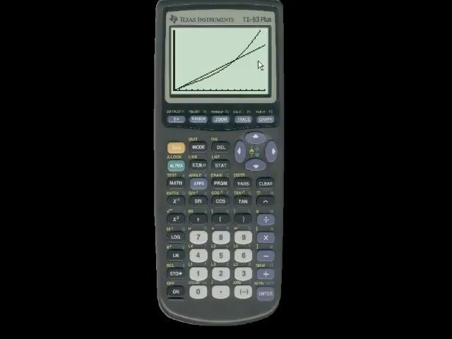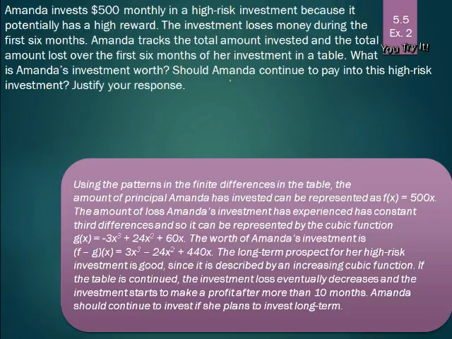So let's go ahead and summarize. Using the patterns and the finite differences in the table, the amount of principal Amanda has invested can be represented as f of x equals 500x. The amount of loss Amanda's investment has experienced has constant third differences, and so it can be represented by the cubic function g of x equals negative 3x cubed plus 24x squared plus 60x. The worth of Amanda's investment is f minus g of x equals 3x cubed minus 24x squared plus 440x. The long-term prospect for her high-risk investment is good, since it is described by an increasing cubic function. If the table is continued, the investment loss eventually decreases, and the investment starts to make a profit after more than 10 months. Amanda should continue to invest if she plans to invest long term.